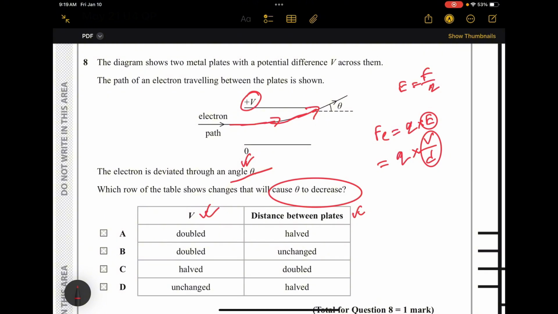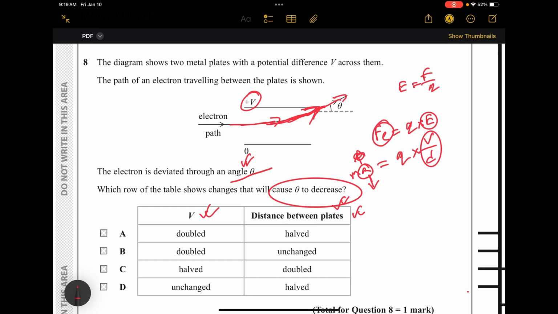Now we know force is equal to mass into acceleration. Because as they're deflecting, it is accelerating, right? The acceleration is happening, and that is why it is deflecting. So in order to decrease the theta value, we have to decrease the acceleration of the electron so that it deflects less. The more the acceleration, the greater the deflection, the greater the theta. The lesser the acceleration, the lesser the theta value, the lesser the deflection. So we have to decrease the acceleration.